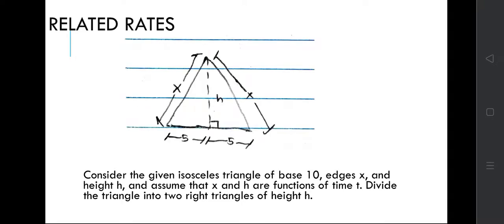So, ang kailangan naman natin mahanap is yung rate of change ng height, and rate of change ng area. Consider the given isosceles triangle of base 10, edges x, and height h. May bagong variable na yung h, which is height. Assume that h and x are functions of time t, and para mas madalian tayo sa pag-solve, divide the triangle into two right triangles of height h. Na yun. Isosceles triangle can be divided into two triangles that are right triangles.